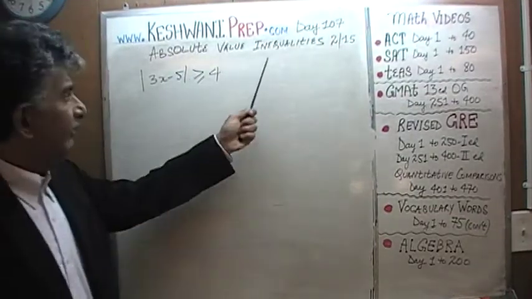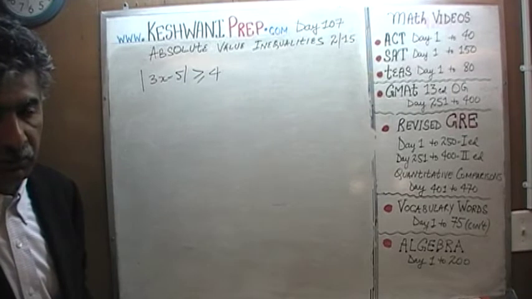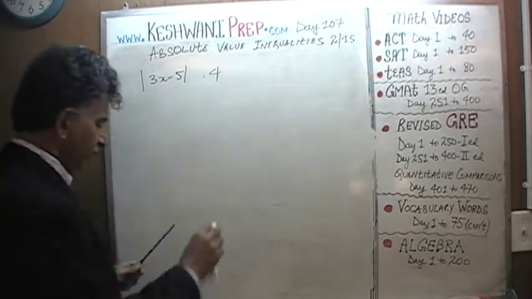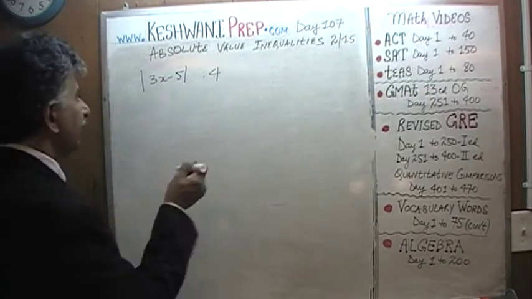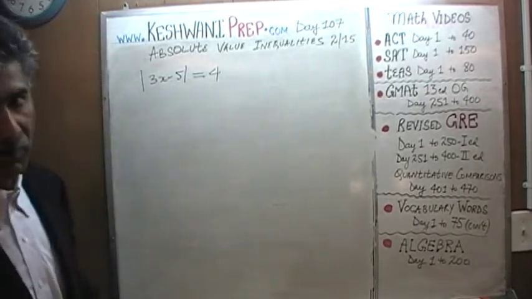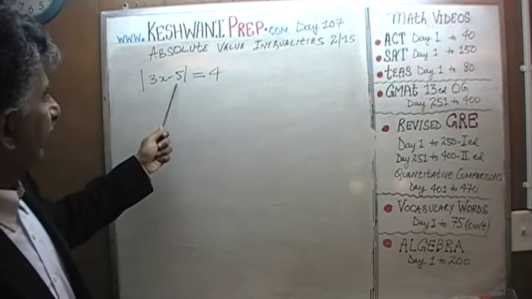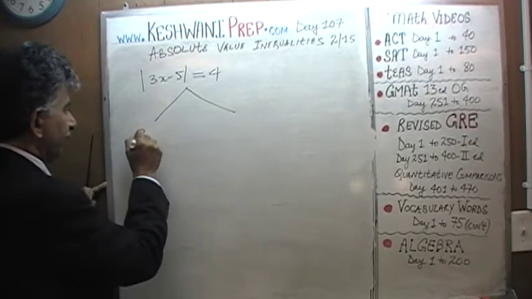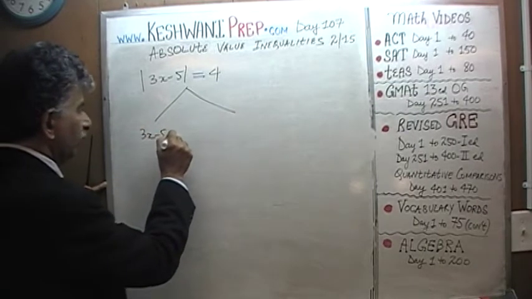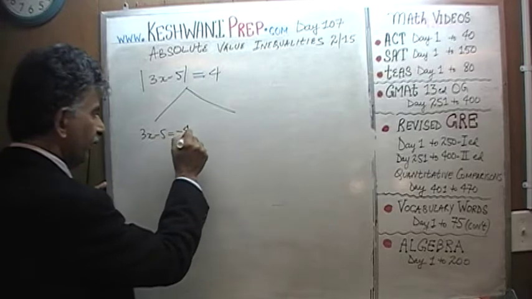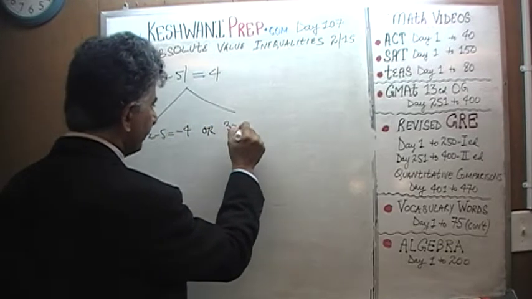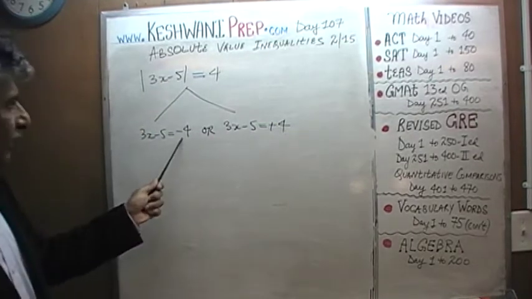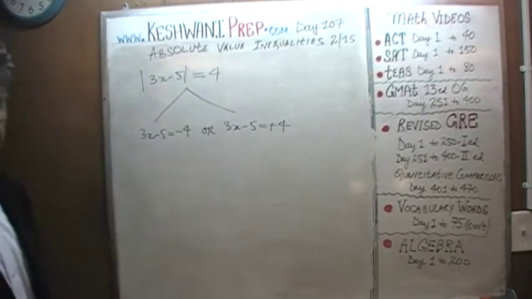Even though it says here inequalities, and that's what we are here to learn, let's begin with something simpler. Let's ask ourselves, what would we have on our hand if we had been given an equality? If we were told that the absolute value of 3x minus 5 is equal to 4, that would imply that the value of 3x minus 5 would have to be either equal to negative 4 or equal to positive 4, because the absolute value of negative 4 is 4 and the absolute value of positive 4 is 4.